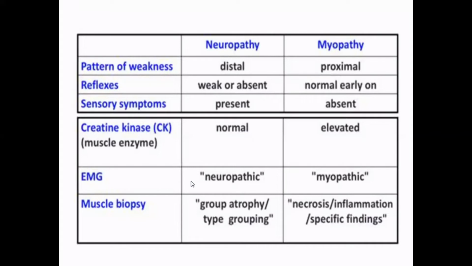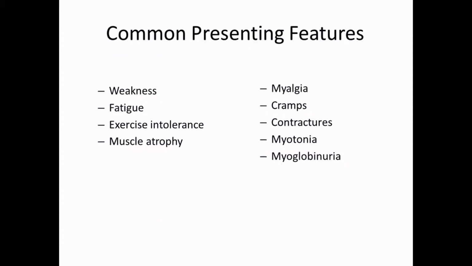Okay, so these are the common presenting features of all the myopathies, not specific to any inflammatory myopathy, not specific to muscular dystrophy, channelopathies, or mitochondrial myopathy, but these are the common presenting features. These include weakness. Any patient can have weakness. If there is any pathology of the muscle, weakness can occur. Another one is fatigue. Another one is exercise intolerance, muscle atrophy, myalgia meaning muscle pain, cramps, muscle contractures, myotonia, and myoglobinuria, only in some cases. If there is rhabdomyolysis, myoglobinuria can occur.